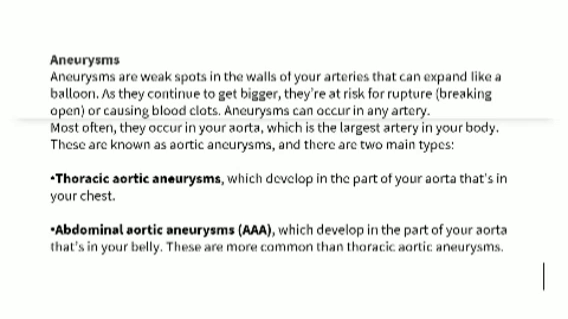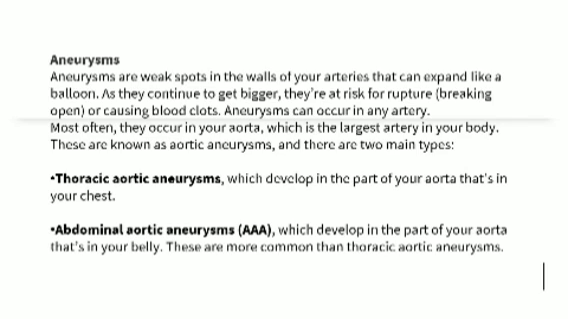pathology of the circulatory system. First, aneurysms. Aneurysms are weak spots in the walls of your arteries that can expand like a balloon. As they continue to get bigger, they are at risk of rupture, breaking open or causing blood clots. Aneurysms can occur in any artery. Most often they occur in your aorta, which is the largest artery in your body.